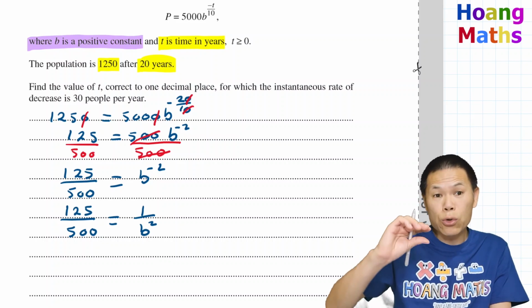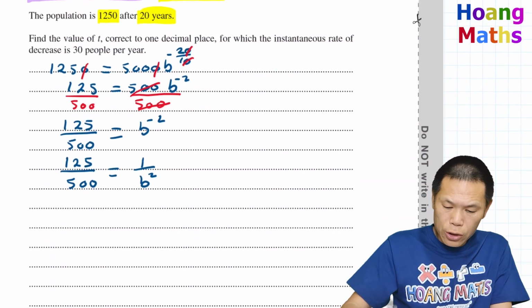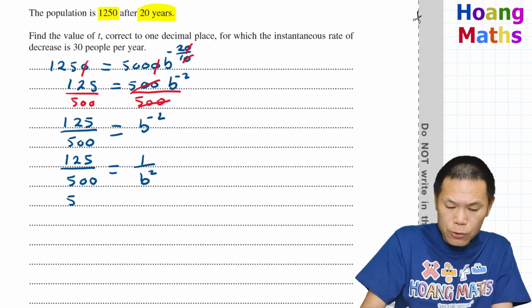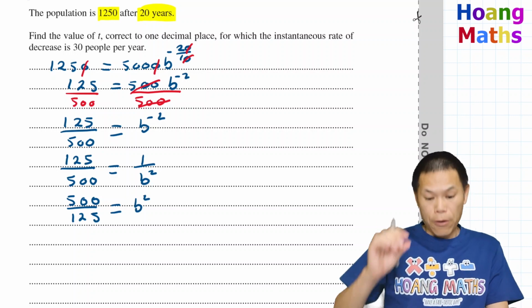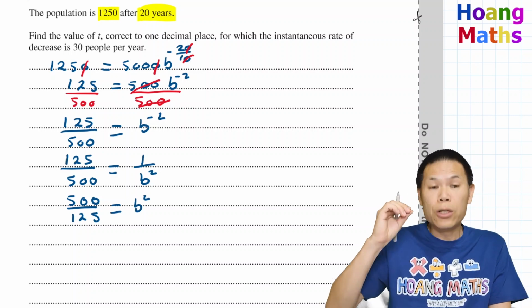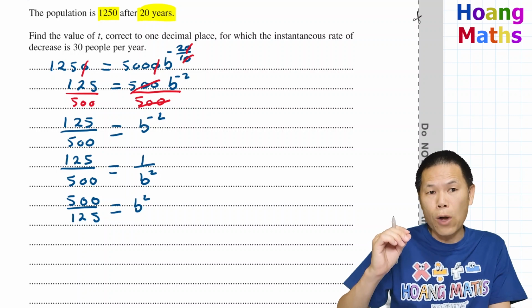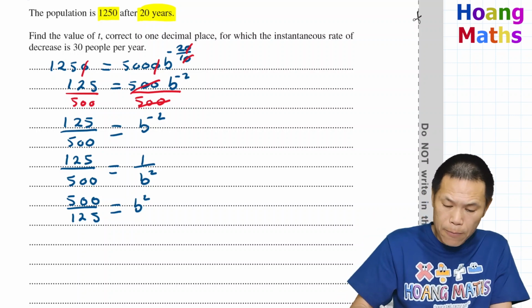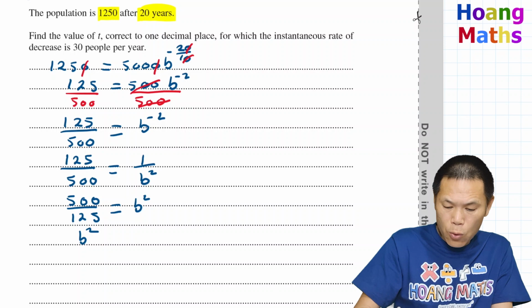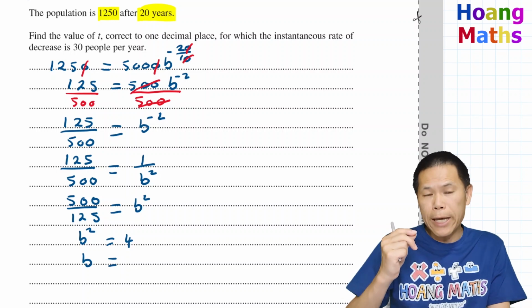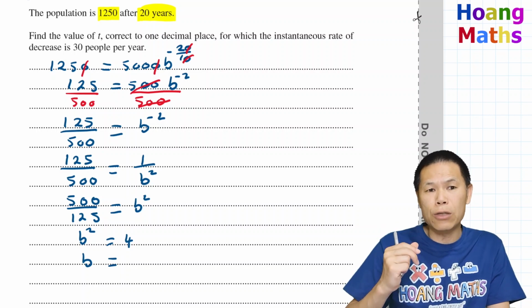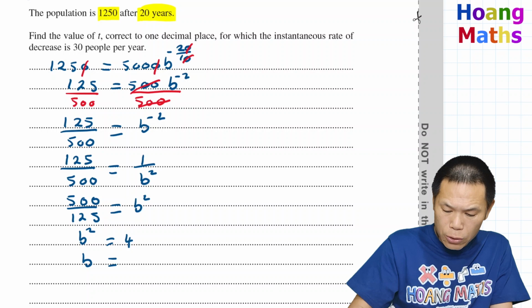That's all. So what I do, I flip both sides. So this becomes 500 over 125 is equal to B squared. So now 500 divided by 125 is equal to 4. Otherwise, you can just use your calculator. So that means B squared is 4. So therefore, B must equal plus or minus 2. But in this case, B is greater than 0. So therefore, B is equal to 2.